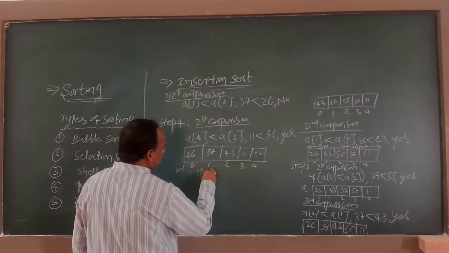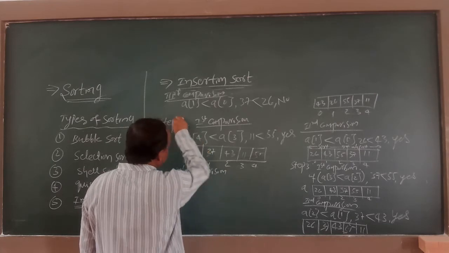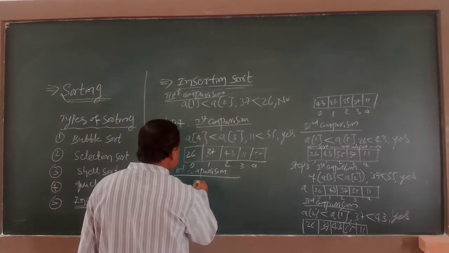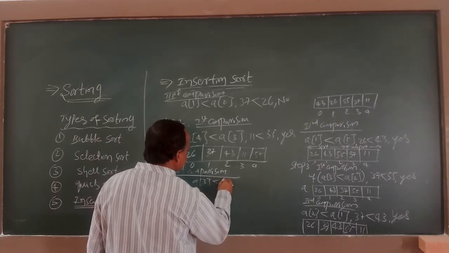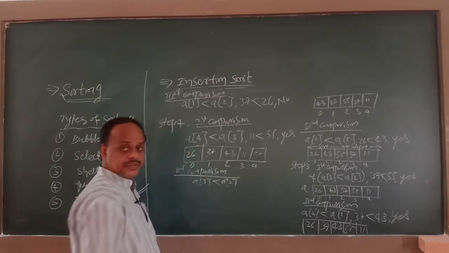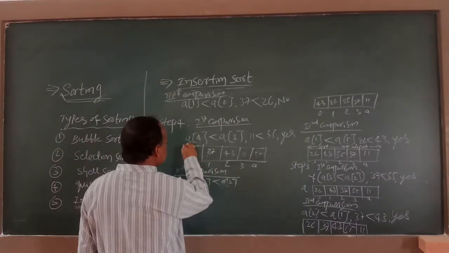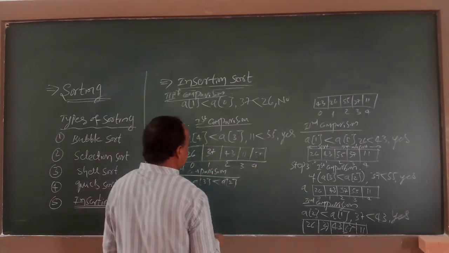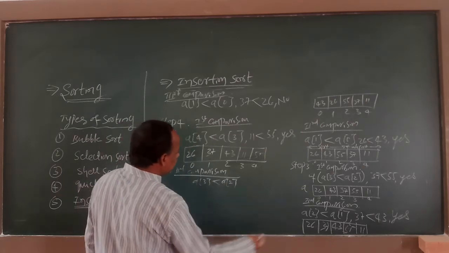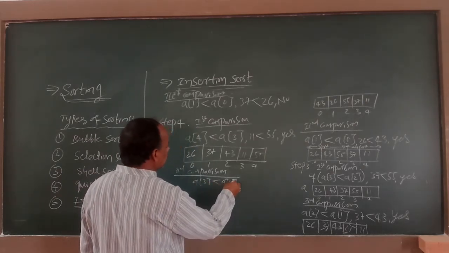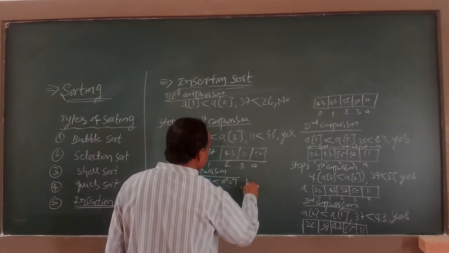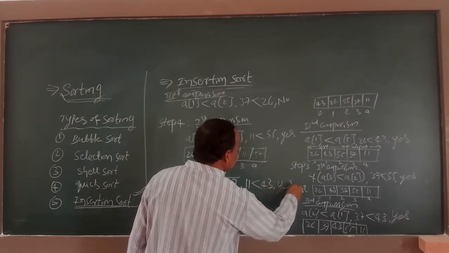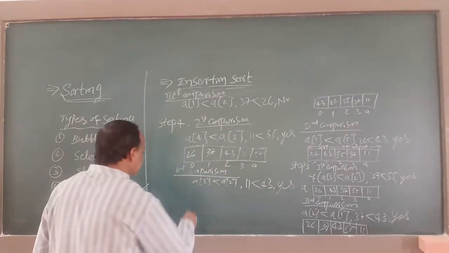Next, go for second comparison of fourth step. That is A of 3 is less than A of 2. A of 3 means 11. 11 is less than A of 2. A of 2 means 43. Yes. Yes means we have to interchange them.